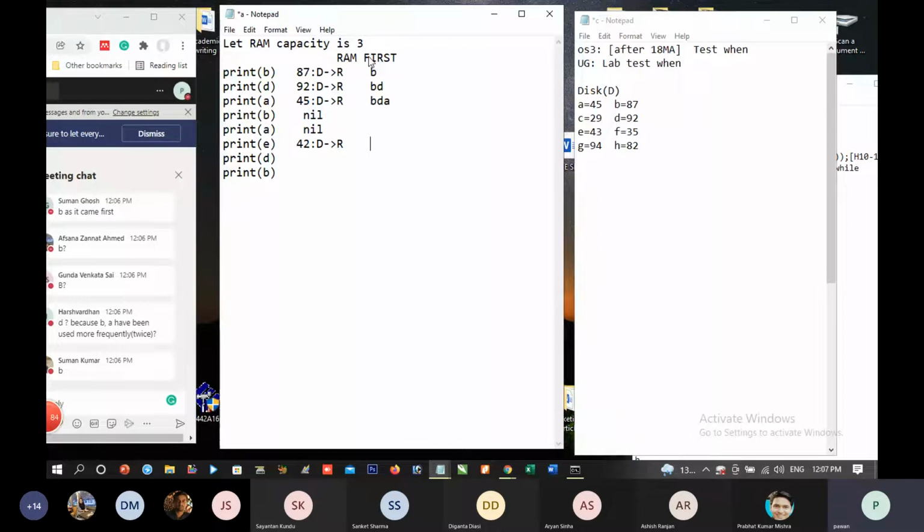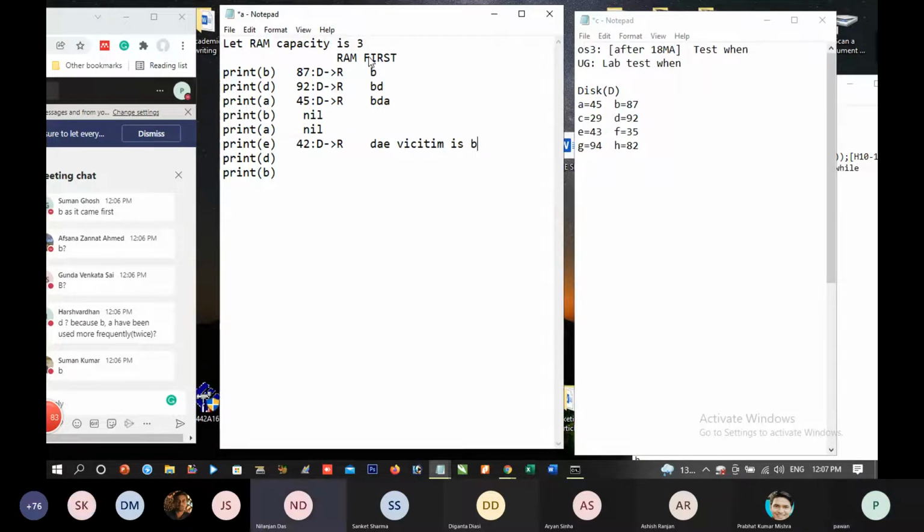But other methods are also there. One of them is first in, first out. B was brought first. So B is removed and D, A, and E are in our system. So our victim is B.